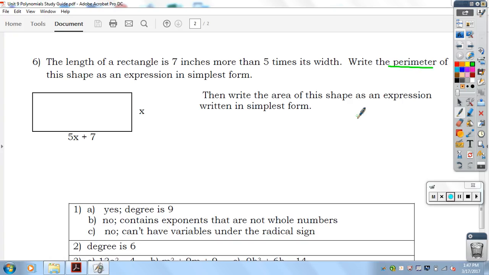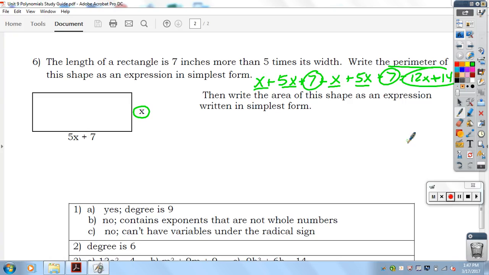So the perimeter, of course, we know is just add up all the lengths. So it'd be x plus 5x plus 7 plus, don't forget there's another x on this side, and there's another 5x plus 7 on that side. Add my like terms, that's 6x, 7x, 12x, and then 7 and 7 is plus 14, is an expression that represents the perimeter.